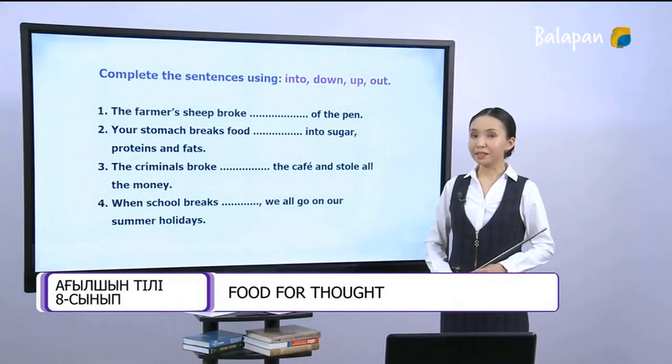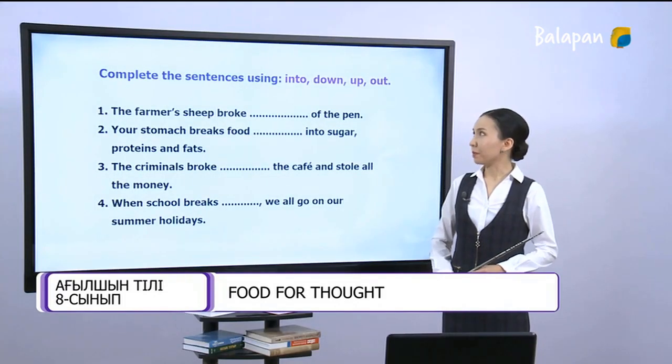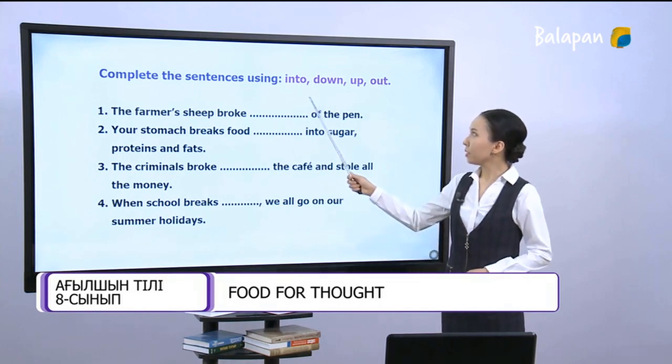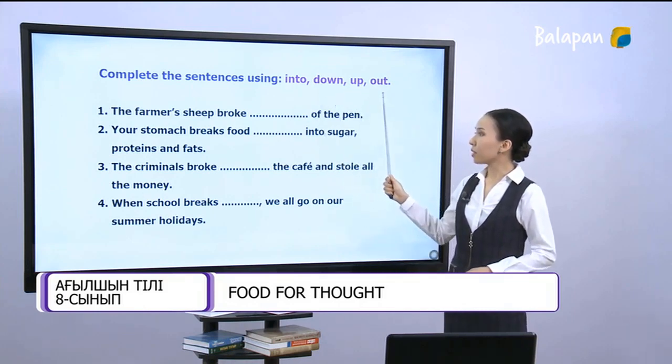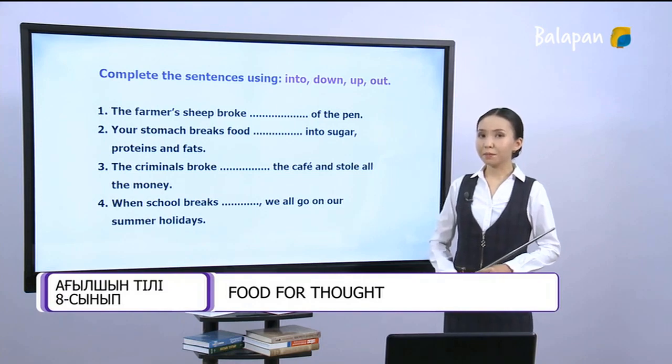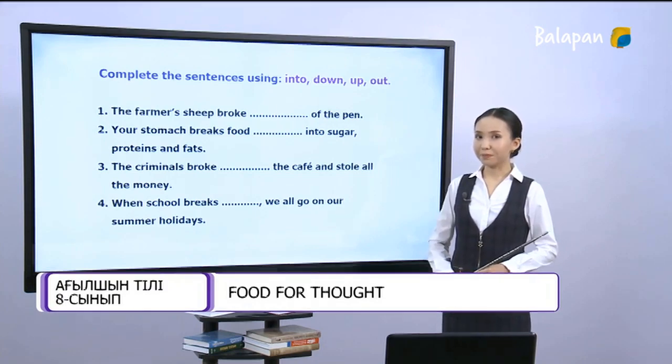Now we need to practice the phrasal verbs, and you should complete the sentences using into, down, up, and out. Take your time, and then we'll check together.